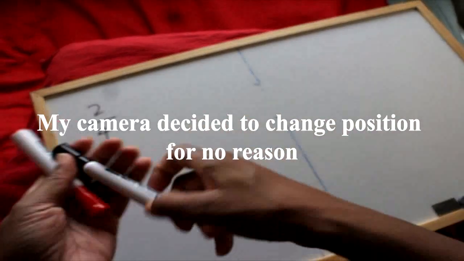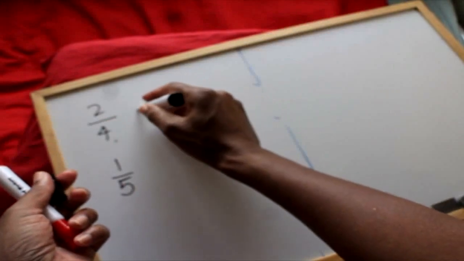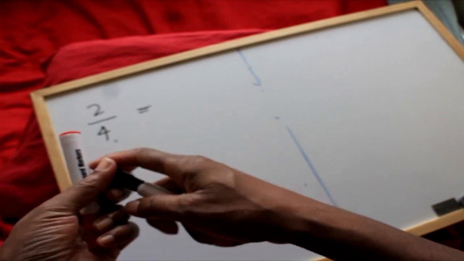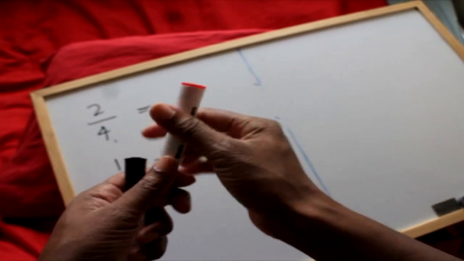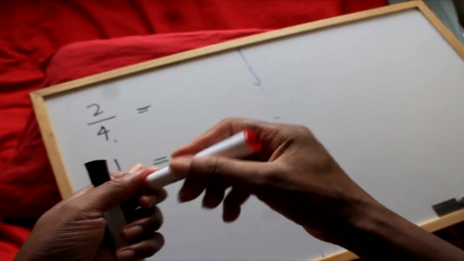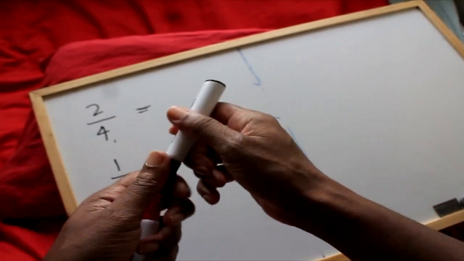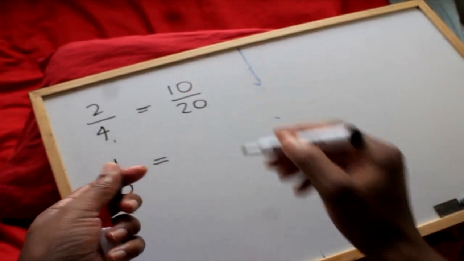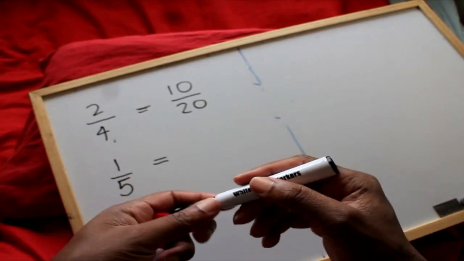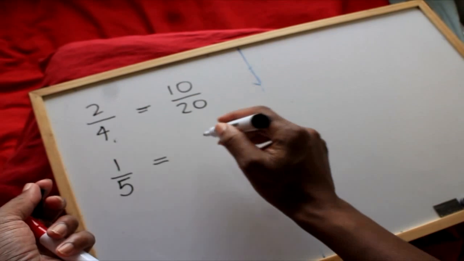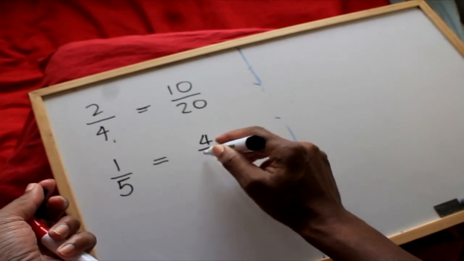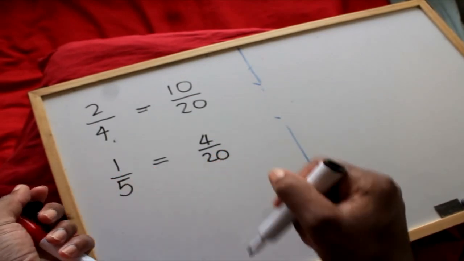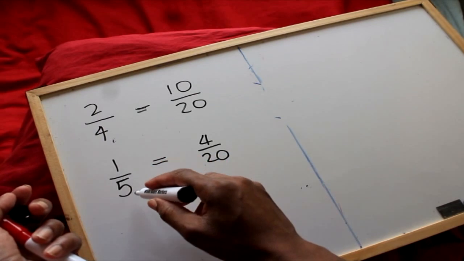Now maybe you're a little bit confused at exactly what is going on here, so I'm going to break this down even further. We learned that 2 over 4 is exactly the same as 10 over 20 because it's an equivalent fraction. We also learned that 1 over 5 is exactly the same as 4 over 20 because it's an equivalent fraction. How did we get these equivalent fractions? We did this.